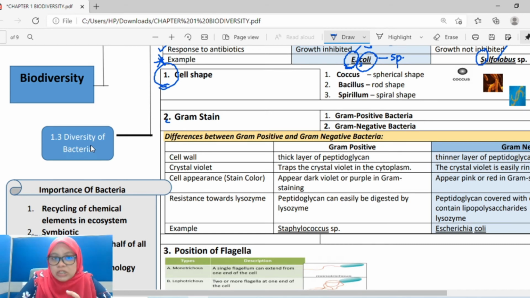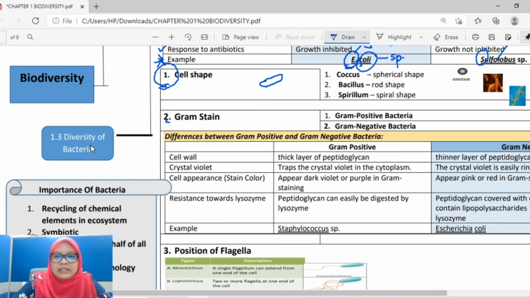The first is coccus. So bila kita nampak coccus word, that is refer to spherical shape. So kalau bakteria itu bentuknya bulat, so kita panggil itu sebagai coccus. And then kita ada bacillus. Bacillus is refer to rod-shaped bacteria. So kalau bentuk panjang-panjang, kita nampak macam bentuk panjang macam ni. So ini is refer to bacillus.